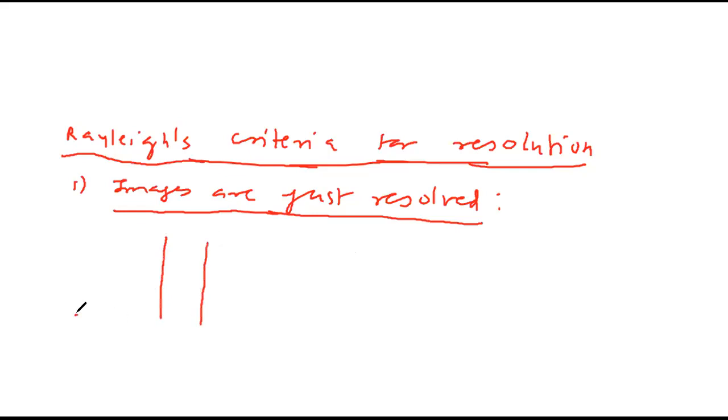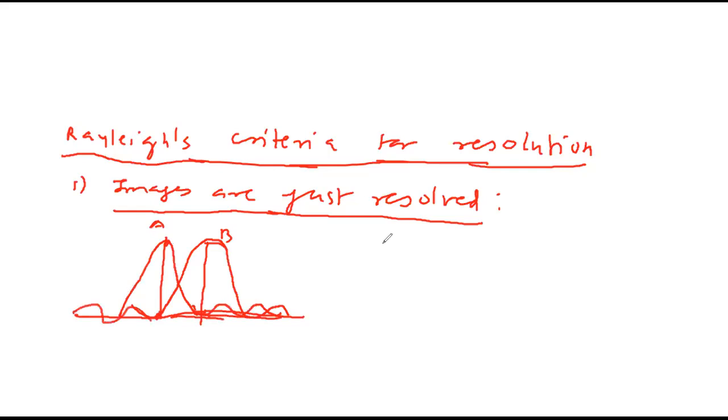So if I draw an intensity diagram, it is like this. This is A, B. So if the maxima of A has the minimum of B on it, only the light of A is visible. And the maxima of B has the minima of A on it. So when this happens, the condition is called just resolved. When the distance between central maxima of two images is such that the maxima of one coincides with the minima of the other, then the images are just resolved. Clear?